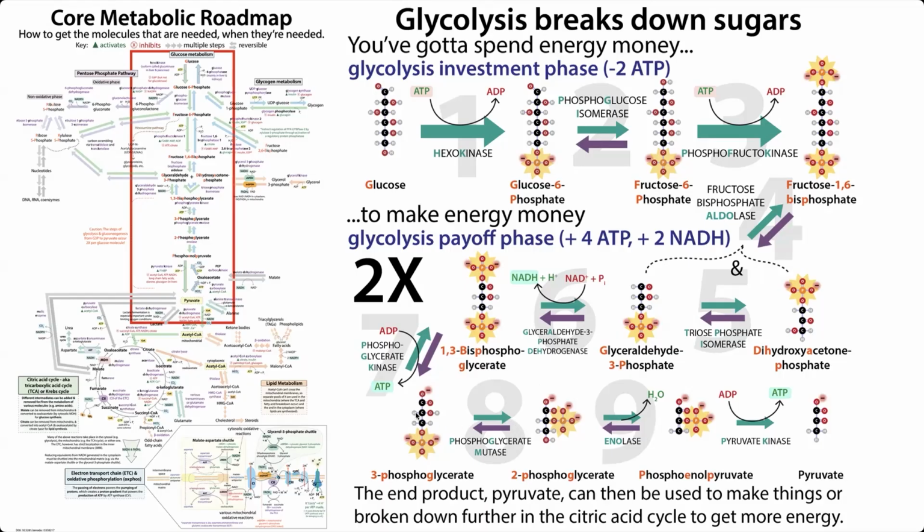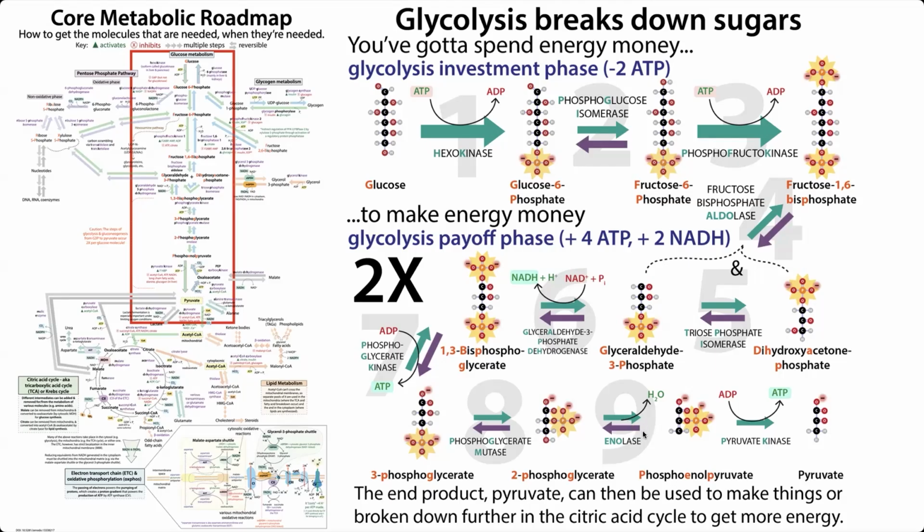So we've got this 3-phosphoglycerate. What we need to first do is move the phosphate group to the middle position, which we can do with phosphoglycerate mutase. We move it to the center position. Now what we're going to do is we're going to dehydrate it. We're going to remove water.